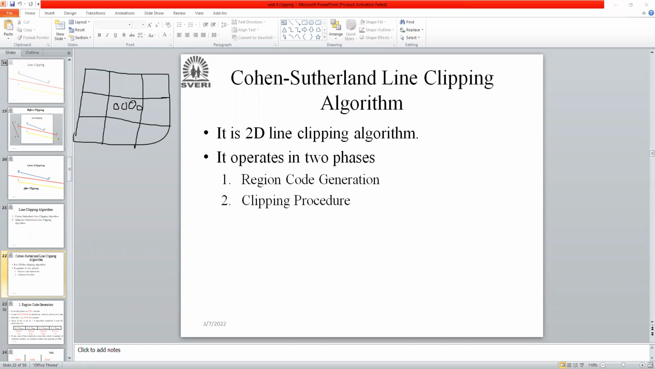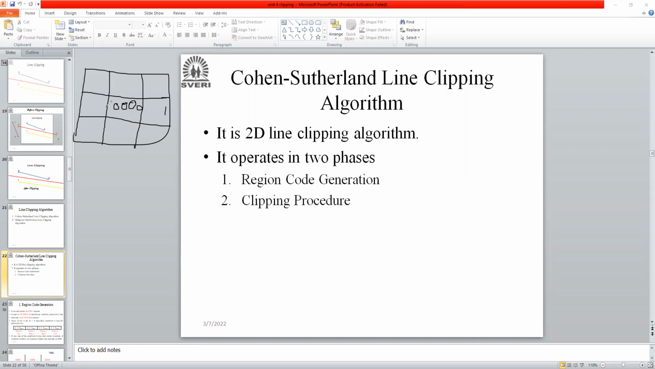If the region is on the left hand side of the screen, or the clipping window, on this particular side, we are going to give the number. We are going to set the 0th bit, that is nothing but the LSB. So we will set the LSB if the portion is on the left hand side of the window.